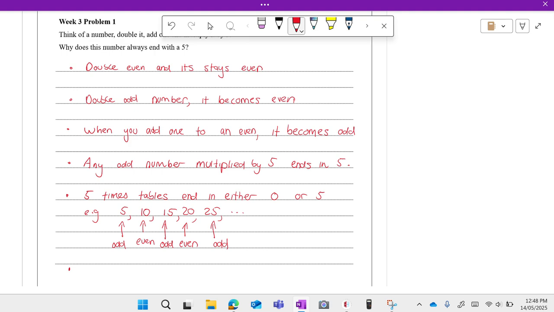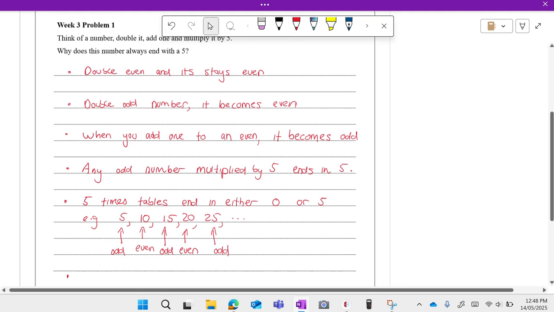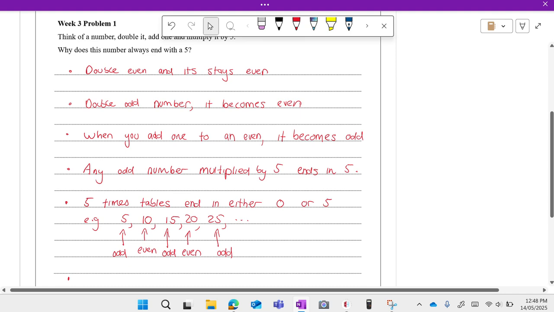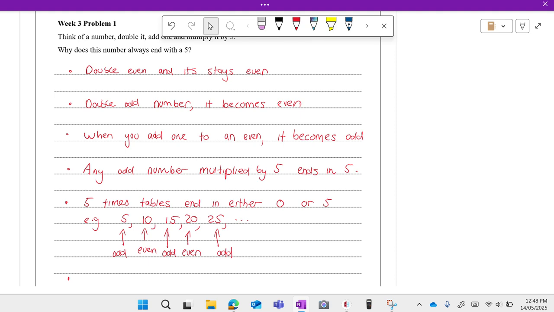Okay, so essentially what you're saying is when we multiply 5 by an odd number, it ends in 5. That's what you're telling us? And an even? What about 5 times 10? Different, sorry. Yeah? Oh, yes.